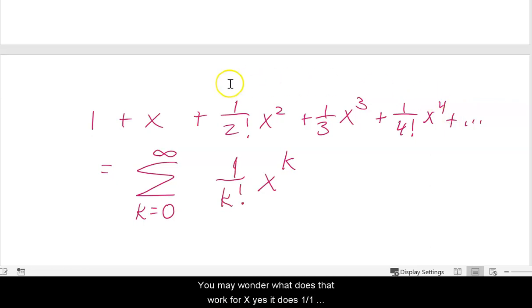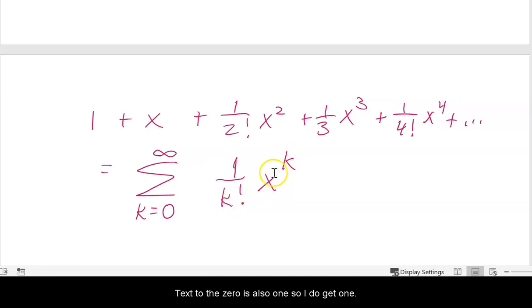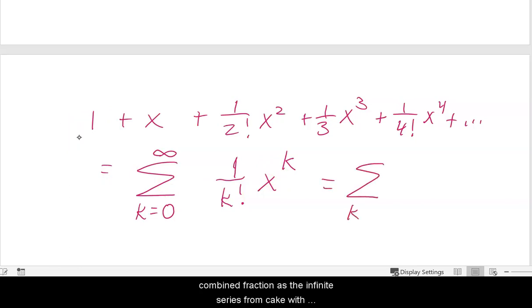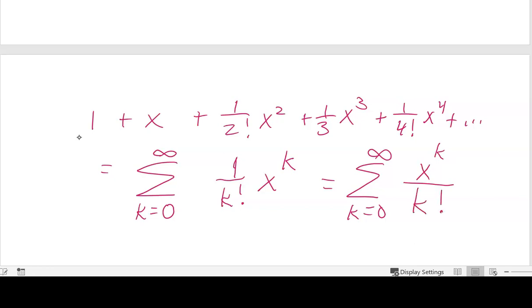You may wonder, well, does that work for x? Yes, it does. 1 over 1 factorial is 1 x to the first. Does it work for the first term? If k is 0, 0 factorial by definition is 1. So 1 over 1 gives me 1. x to the 0 is also 1, so I do get 1. That means that my formula can be written as one combined fraction as the infinite series from k equals 0 to infinity of x to the kth power divided by k factorial.